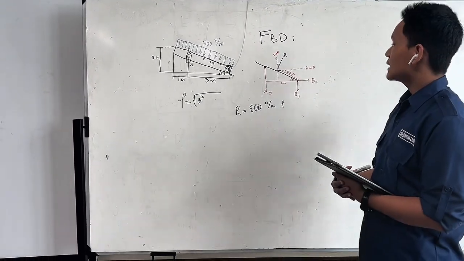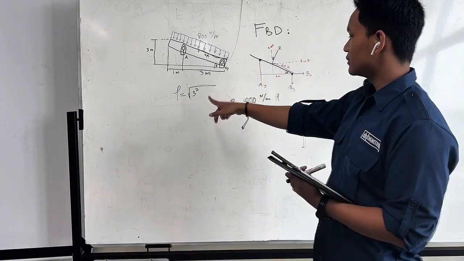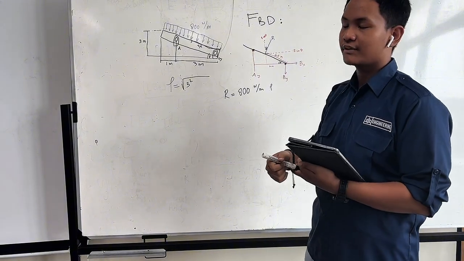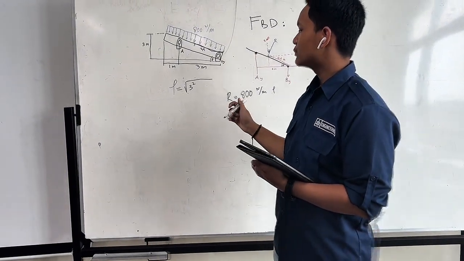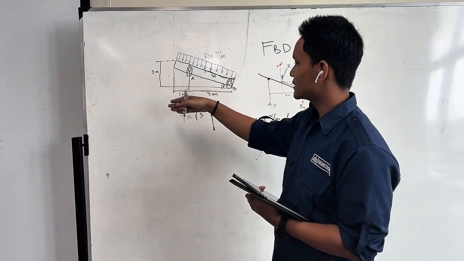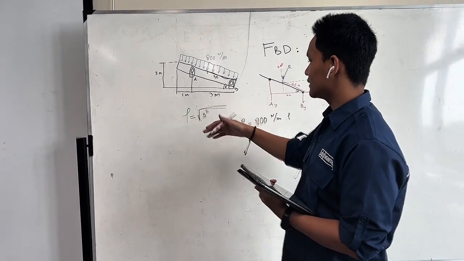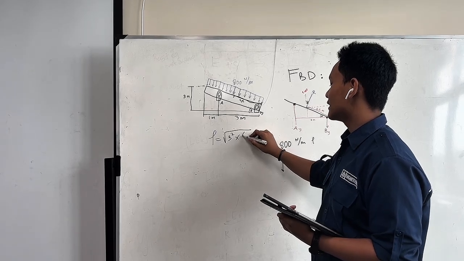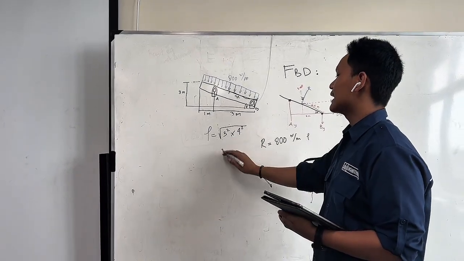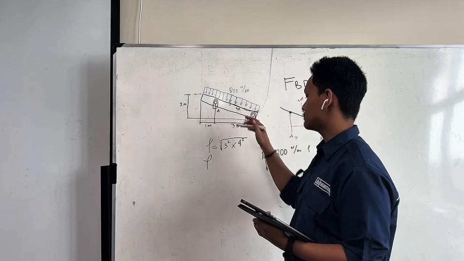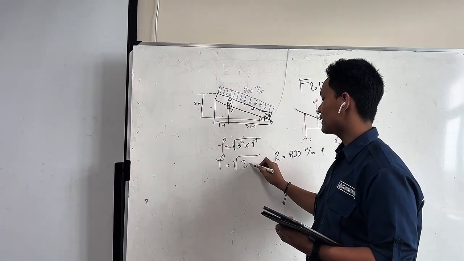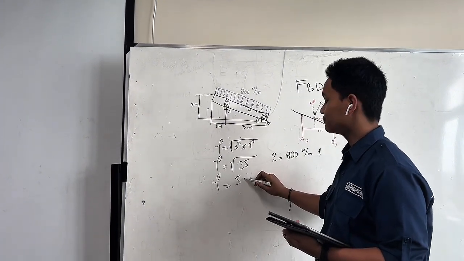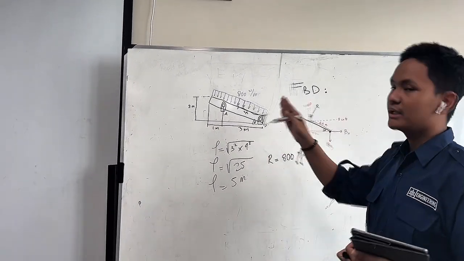Then we're going to determine the length of the beam first, using the Pythagorean theorem. We have 3 meters squared plus 4 meters squared, and then we will find the length of this beam to be the root of 25, which is 5 meters. So we know that the beam length is 5 meters.